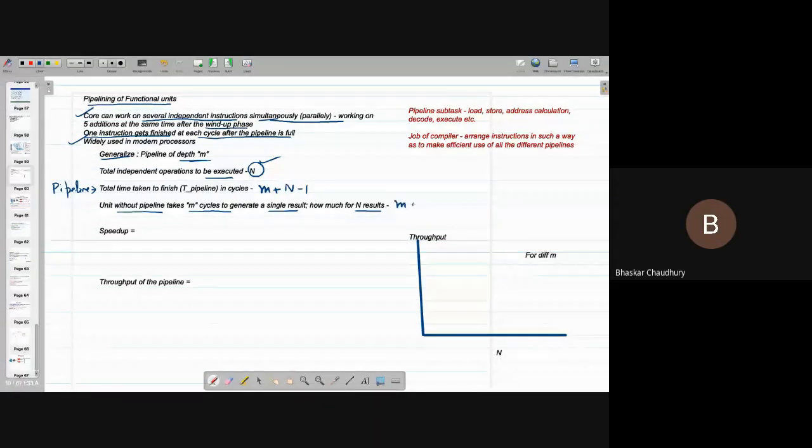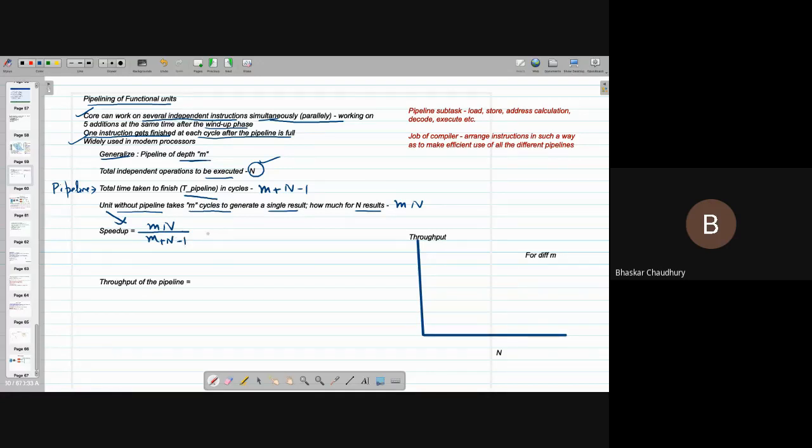Now let's look into the effect of this. I mean, how much speed up we are getting because of the pipeline. What we can do is put the time for the case without pipeline in the numerator, so let me write the time without pipeline. And in the denominator I am keeping t pipeline, which is m plus n minus 1.